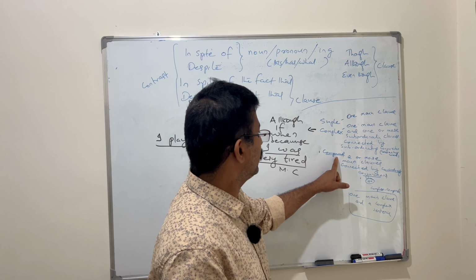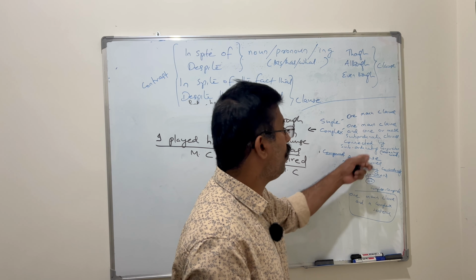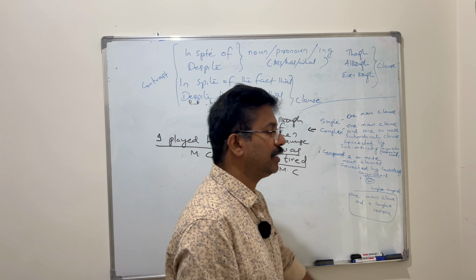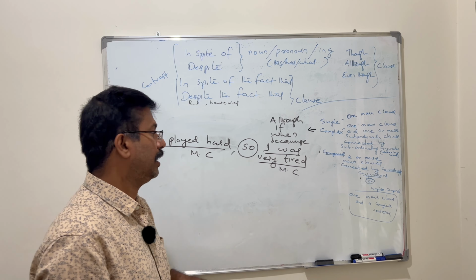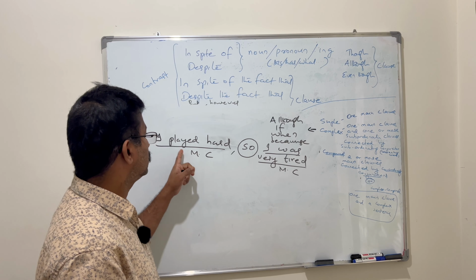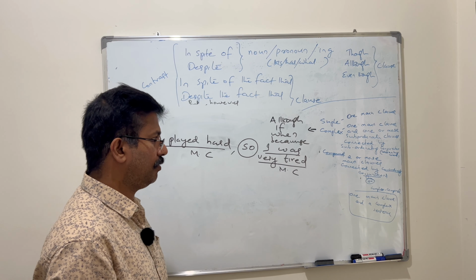Look at the definition of a compound sentence. A compound sentence consists of two or more main clauses connected by coordinating conjunctions. Here we have got two main clauses, the minimum criteria to make a compound sentence. So we have got two main clauses connected by so. So this is a compound sentence.